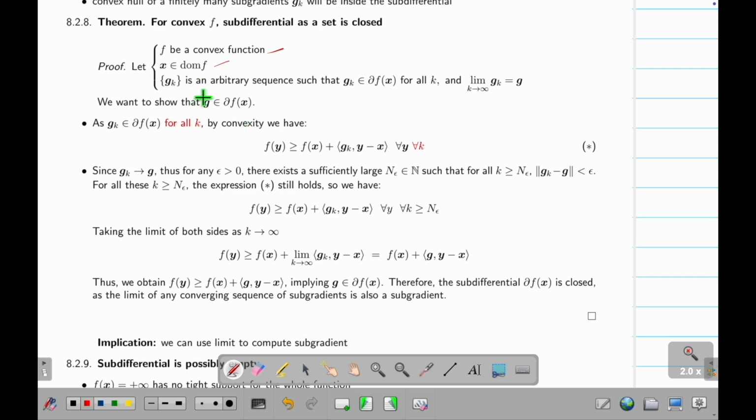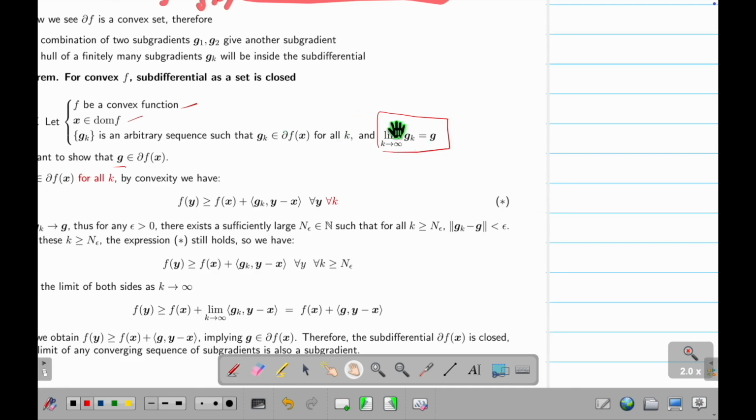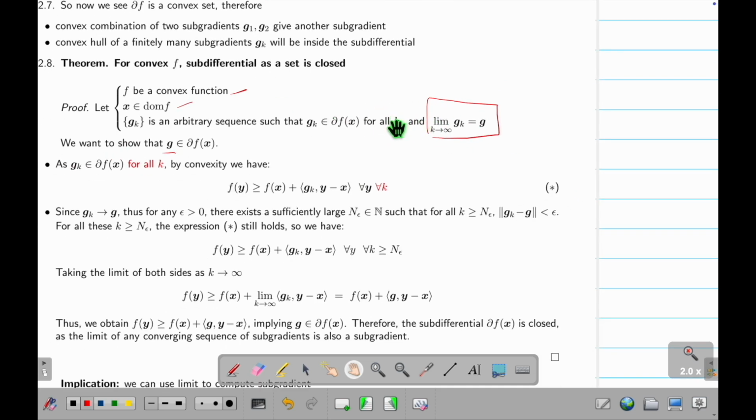And then now I have a bunch of subgradients. g_k, all of them are subgradients. And I have a funny thing, the limit of this. Then I'm saying this limit is also a subgradient. What I'm talking about here is the analytic or calculus explanation.